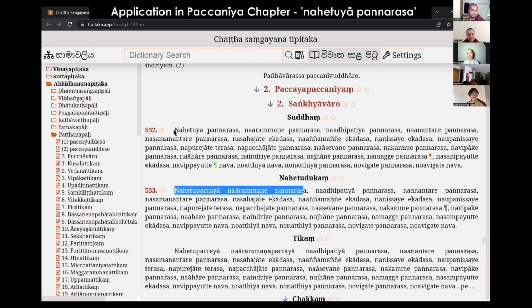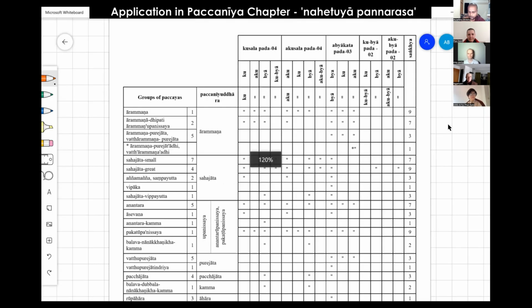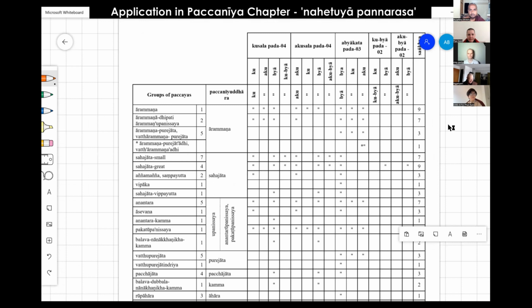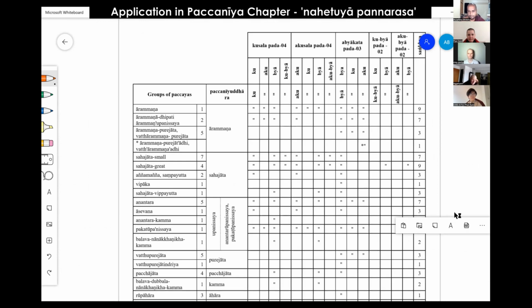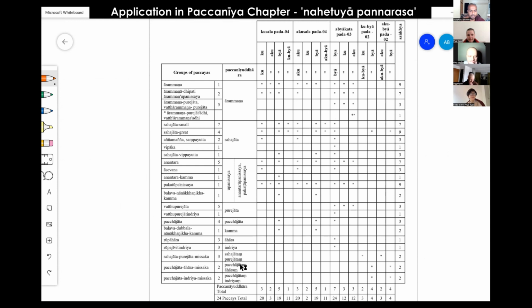Now what we are going to do is explain this sentence, how to apply the theory that we learned to explain these 15 Vissajjanās. What is the meaning here? Nahetyā pannarasa, right? It means 15 answers from nahetu. This chart is the summary of the Paccanīyuddhāra that we discussed, so it includes the main 8 paccayas, the 3 types of missaka, and the related other paccayas.